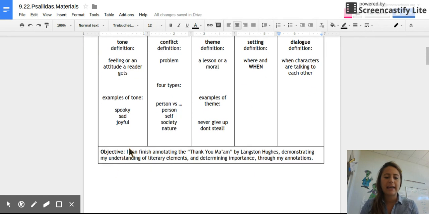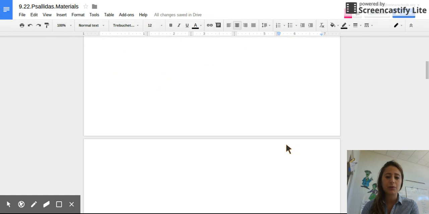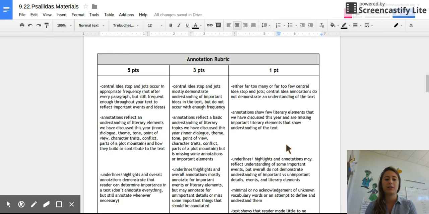So today our goal is: I can finish annotating "Thank You, Ma'am" by Langston Hughes, demonstrating my understanding of literary elements and determining importance through my annotation. So we're going to finish that text today. Make sure that you look at the rubric again. I'm going to go through a couple things that we didn't do well.